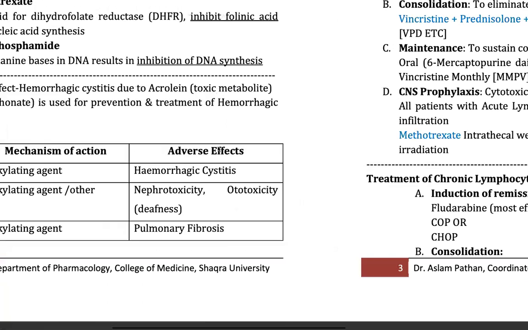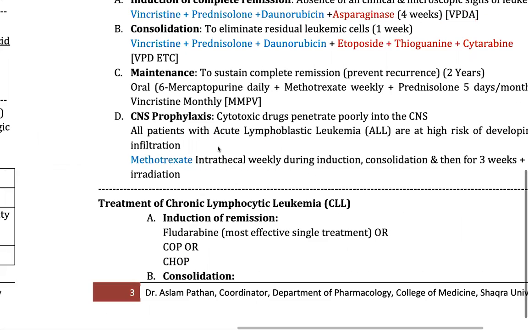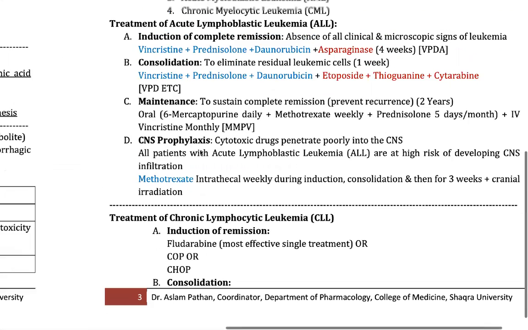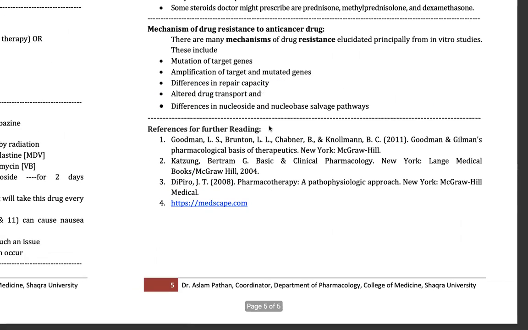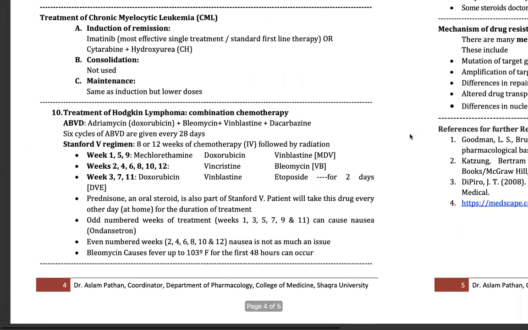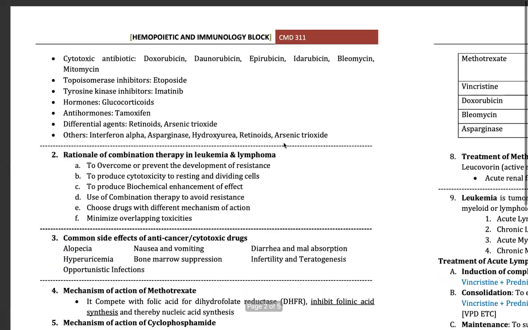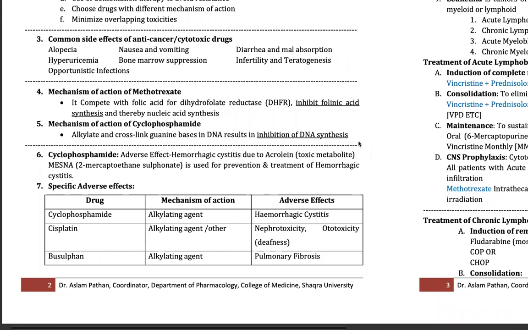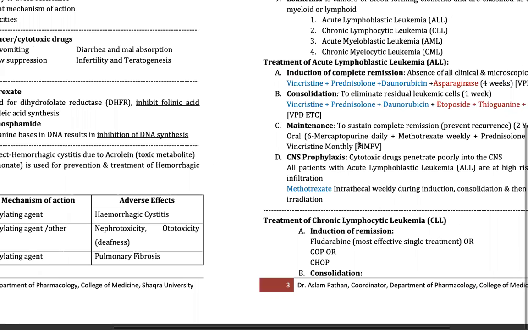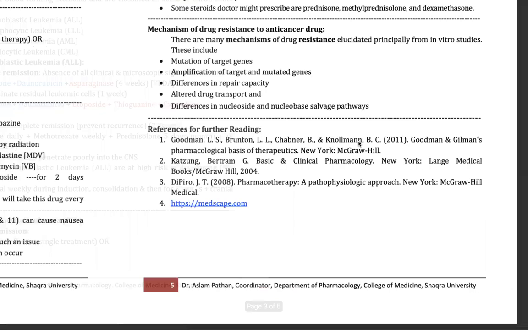So what we have seen up till now is the treatment of the acute lymphoblastic leukemia and treatment of the chronic lymphocytic leukemia. Now we have less than a minute. The meeting will be discontinued. Please join by the same link. By clicking the same link, you can join.